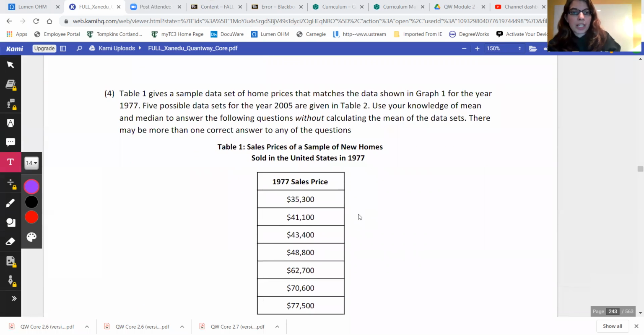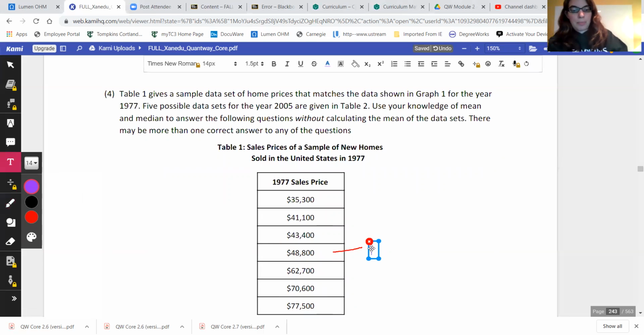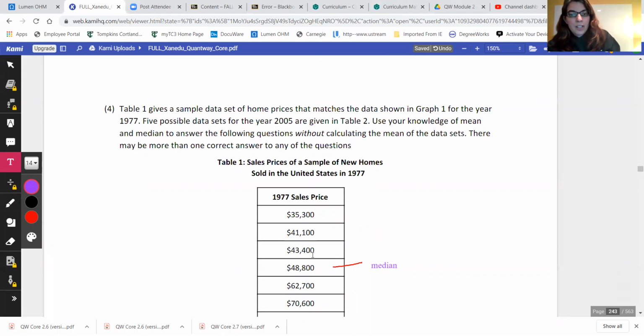All right, so table 1 here gives some sample data of home prices that matches the data shown in the graph for the year 1977. Some sample prices might be between $35,000 and $77,500. There are 7 values here. I counted them before, you can just count them. That means there's an odd number, so this middle number right here is going to be the median. There's just one number there that will be the median because there are an odd number of data values. So there's my median.